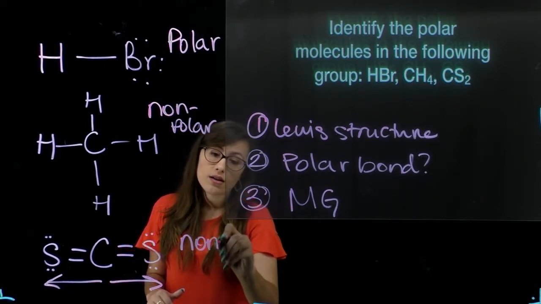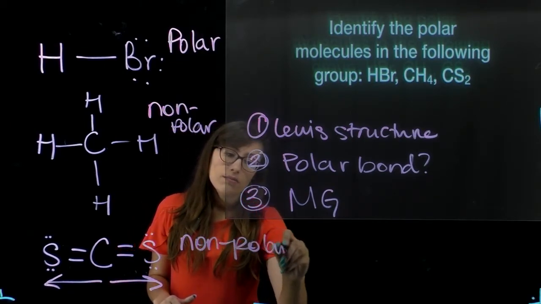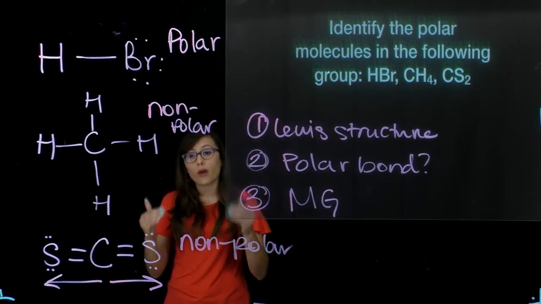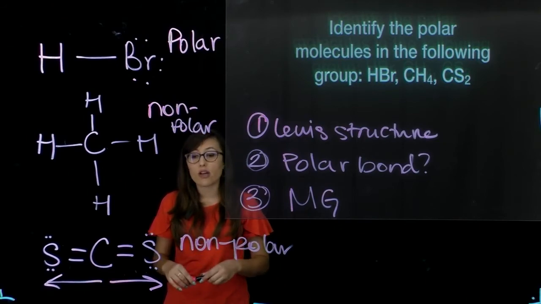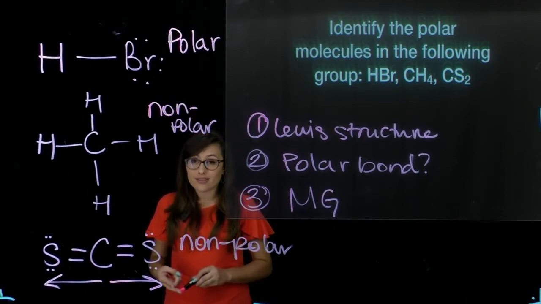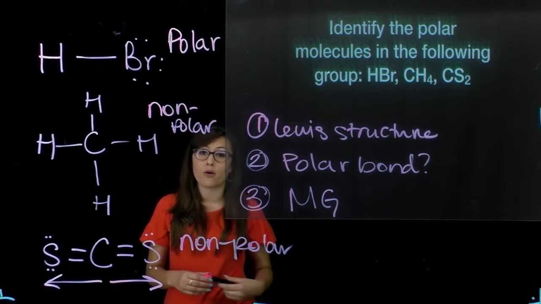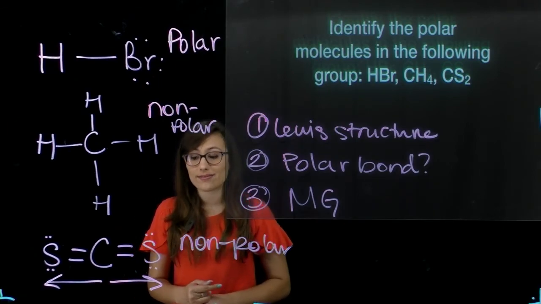So it's very important when you start breaking this down, you take into consideration the bond angle, the electronegativities, and whether or not it's going to be a polar or nonpolar molecule based on those factors.